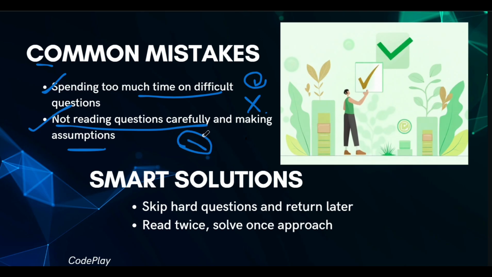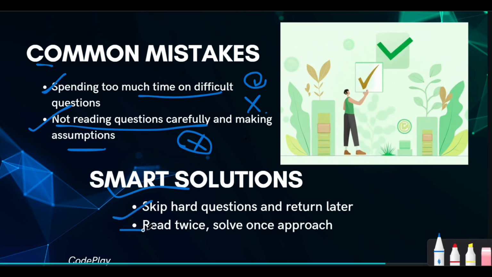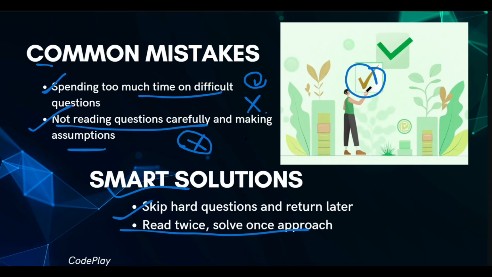So, what's the smart solution? Skip tough questions and return later. And follow the golden rule. Read twice and solve once. This way, you save time, avoid silly mistakes, and maximize your score.